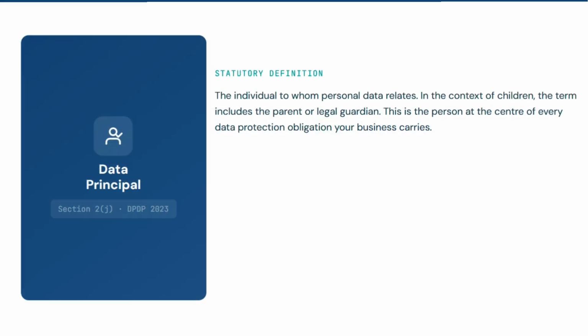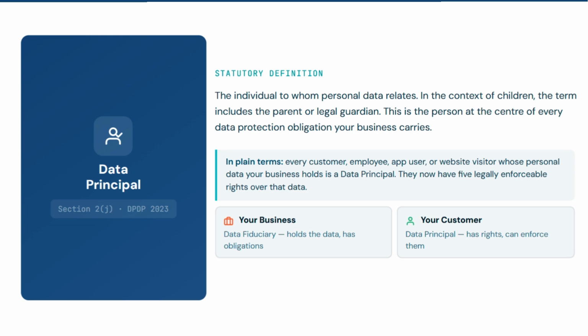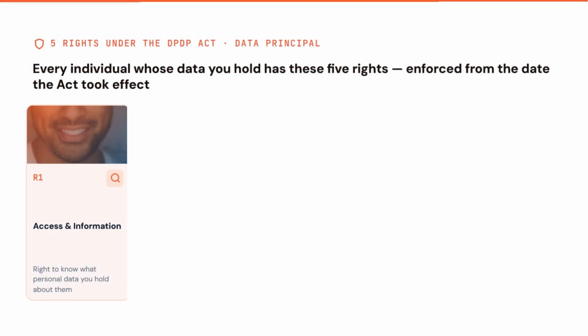The Act calls this individual the data principal. Under Section 2J, the data principal is the individual to whom personal data relates. Think of it this way. Your business is the data fiduciary. You hold the data and carry the obligations. Your customer, your employee, your app user, they are the data principal. They now have 5 defined rights. And your business must be capable of honoring each one. Let's look at all 5, then we'll go through each one in detail.